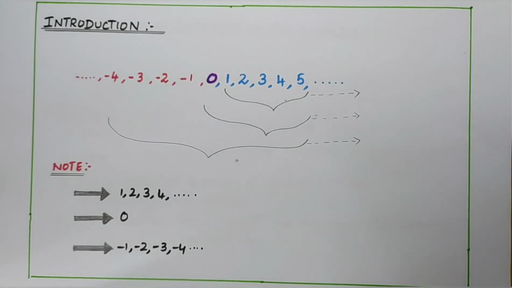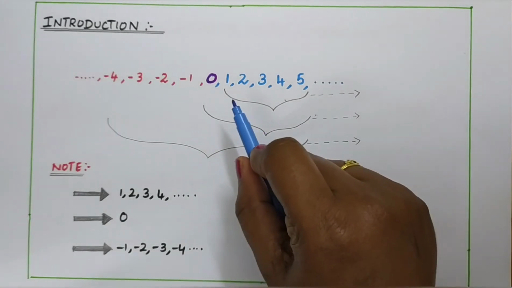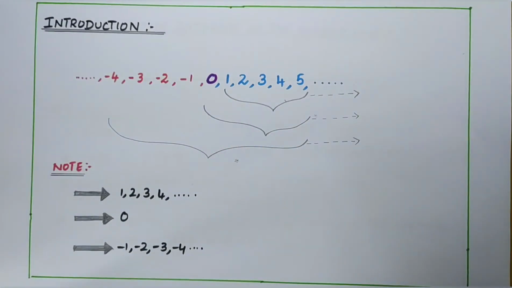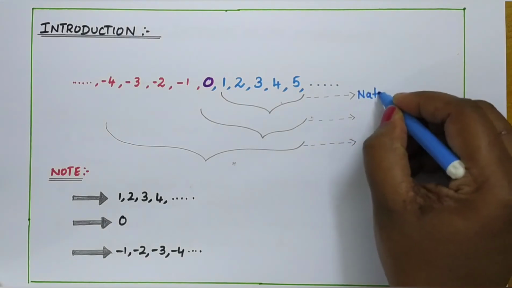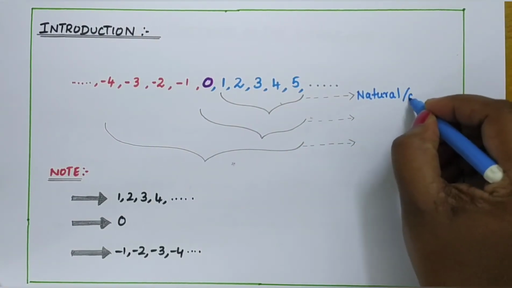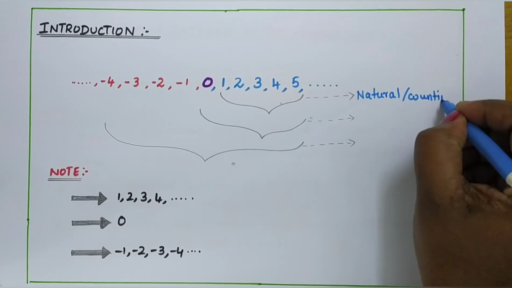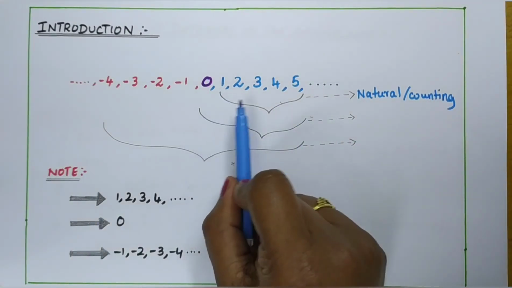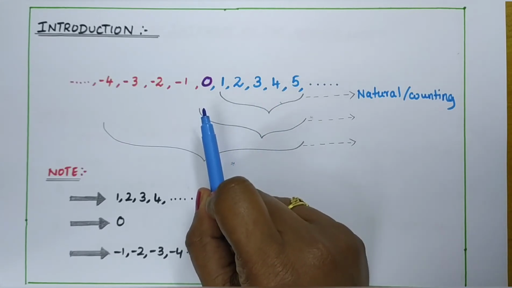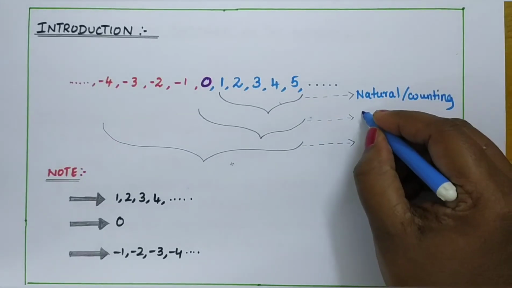In the previous chapter, I explained the natural numbers. What is a natural number? The numbers starting with 1. The counting numbers are called natural numbers, for example 1, 2, 3, 4, 5, etc. When I added an extra number, 0, with the natural numbers, it formed the whole numbers.